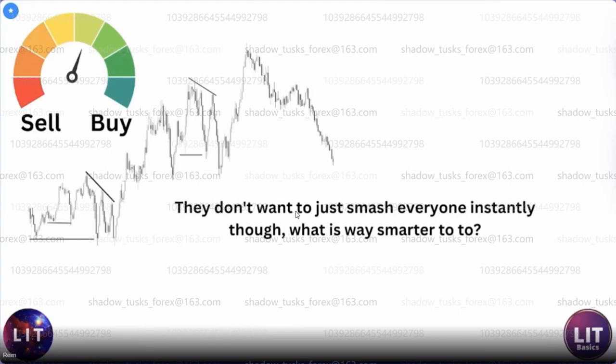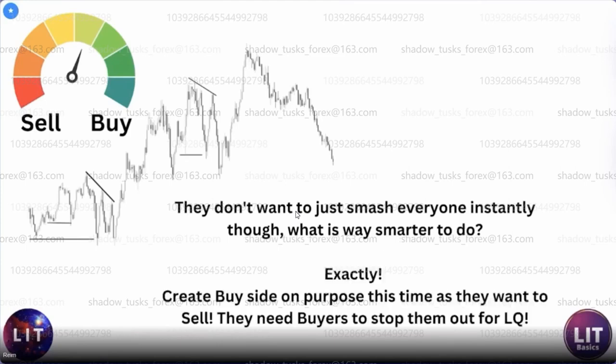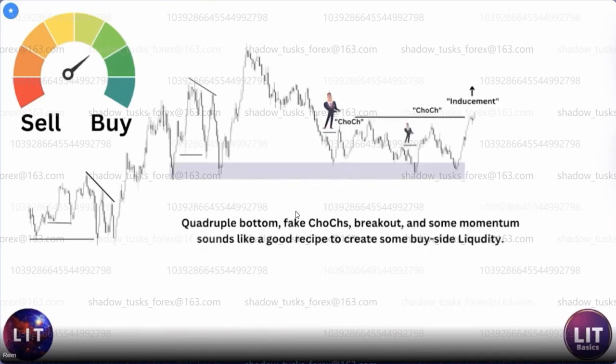They obviously are way smarter than that. So what do they do? They want to bring in buyers to create liquidity, to create stop loss areas, to give people reasons once again. So exactly, they create buy side liquidity on purpose. This time they want to sell, so they need buyers to stop them out for liquidity. And if sellers are getting stopped, they are obviously forced to buy, right?